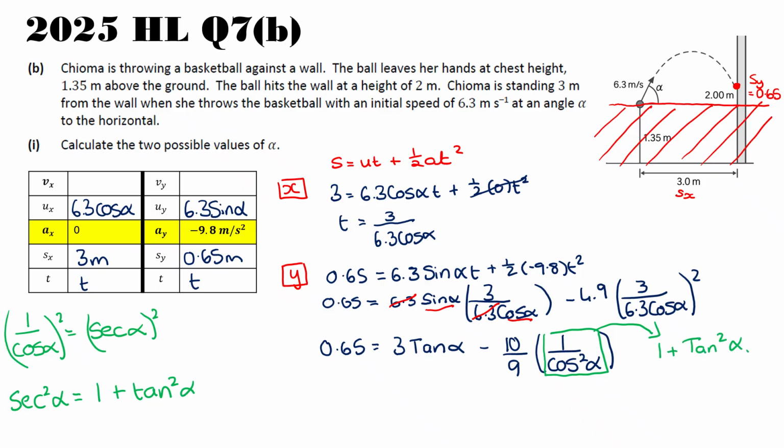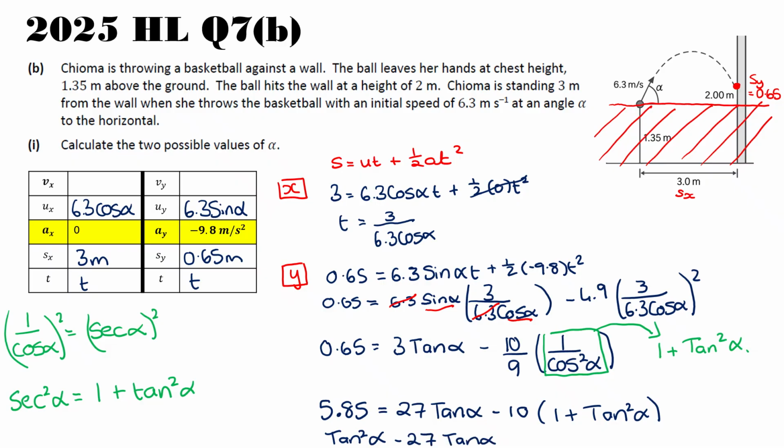Let's also get rid of that 9 just to make life a little bit easier. So that's going to be 5.85 is equal to 27 tan alpha minus 10, 1 plus tan squared alpha. So working that through, we get tan squared alpha minus 27 tan alpha, and then that's going to be a plus 15.85 equals 0.